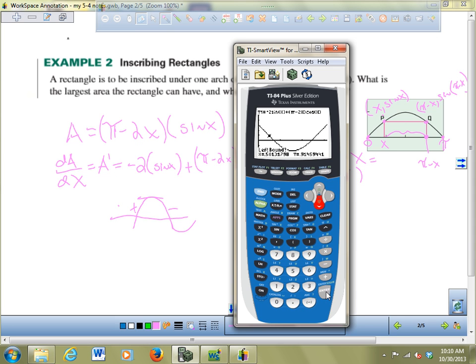So left bound, I hit enter. Right bound, I go over to the right side of the curve. Okay? I go below the line. I hit enter. Okay? And I hit enter, and then it'll say guess. And you guess. And it tells you that that point is about 0.71.